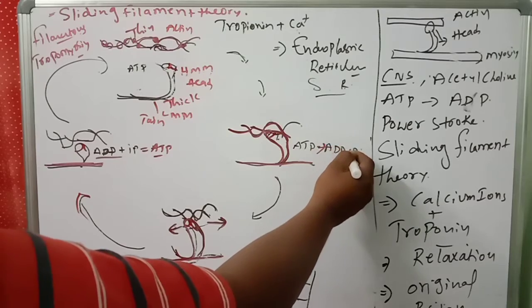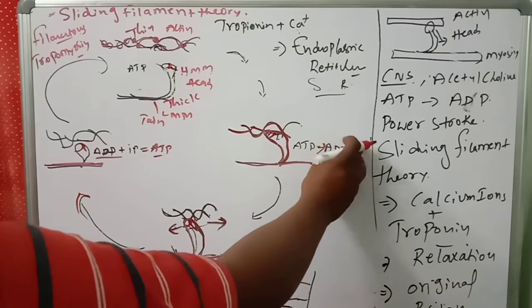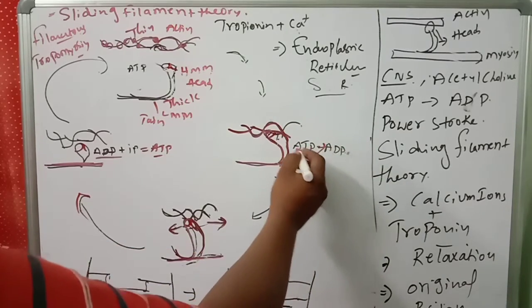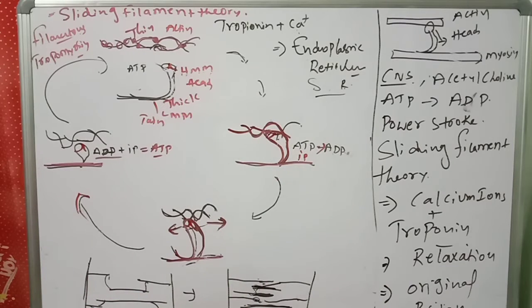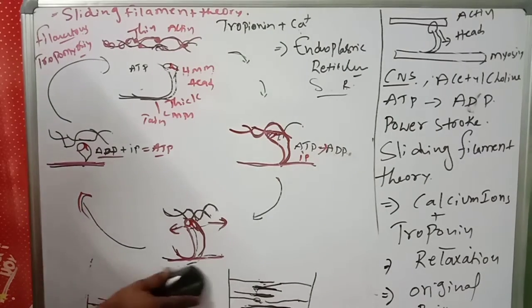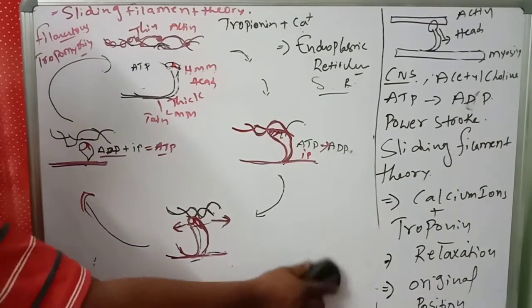ATP will be converted into ADP and inorganic phosphate, because force and energy are required to form that. So like this, the theory name is the sliding filament theory. So who proposed this theory? Huxley and Huxley. Okay.